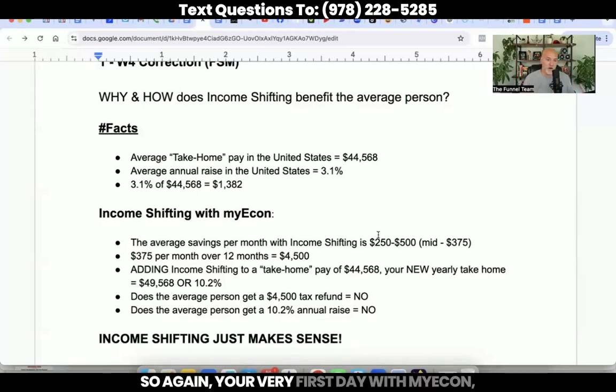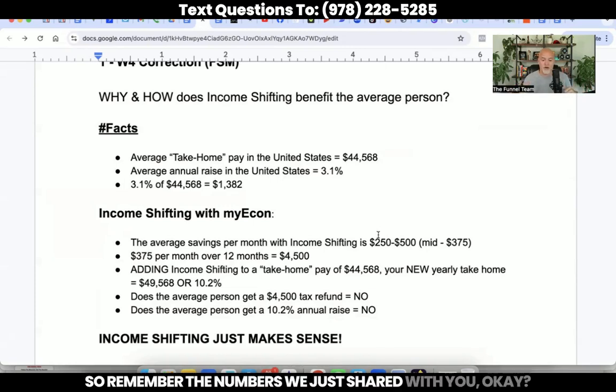So again, your very first day with myEcon, you could literally fill out that W4 correctly, give it to your employer, give yourself on average a 10 to 15% raise, and boom, right out of the gate, you're taking home more money every single week and every single month. As an example, the average savings with income shifting with the strategy is $250 to $500 per month. So as an example, $375 per month over 12 months is a $4,500 per year shift in your income, or a $4,500 per year raise.